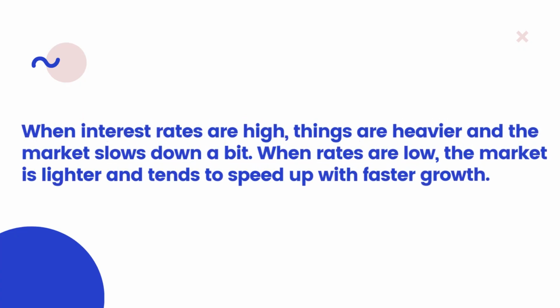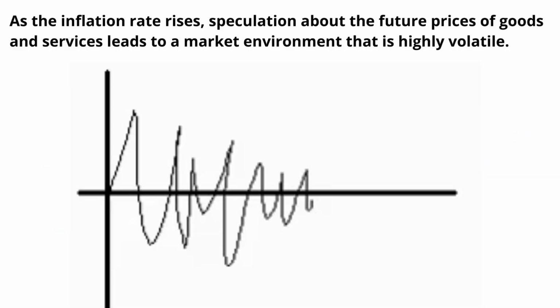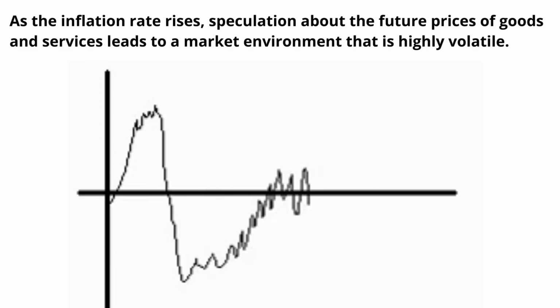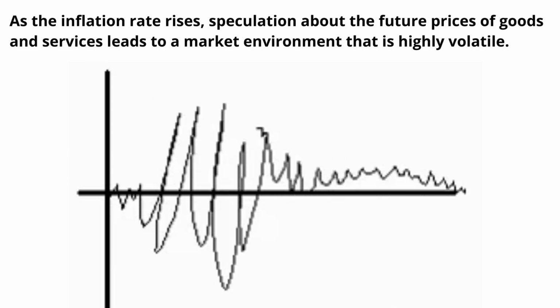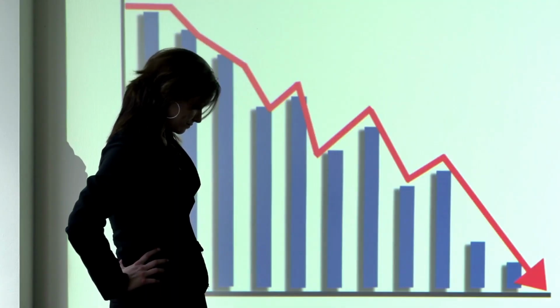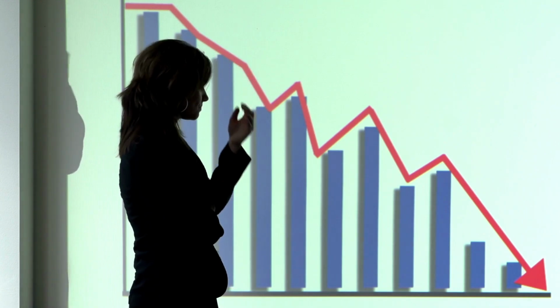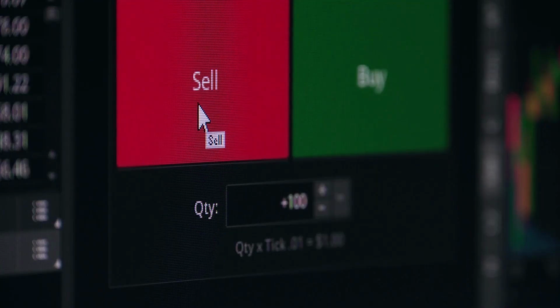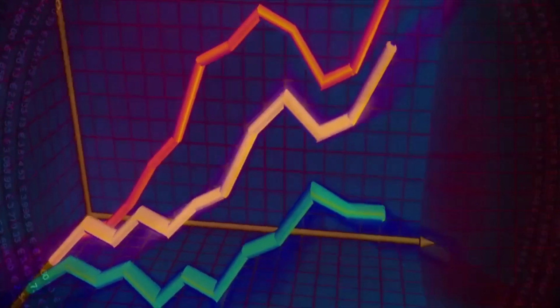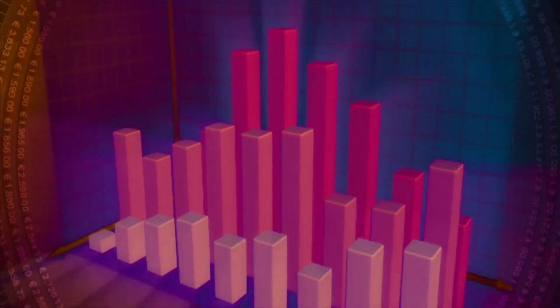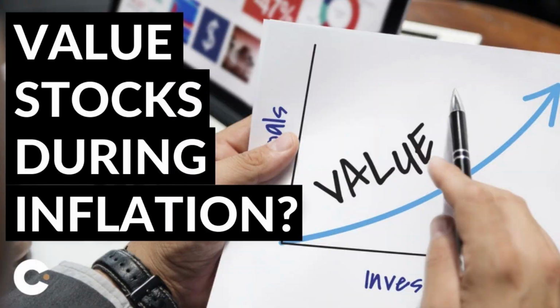When interest rates are high, things are heavier and the market slows down a bit. When interest rates are low, the market is lighter and tends to speed up with faster growth. As the inflation rate rises, speculation about the future prices of goods and services leads to a market environment that is highly volatile. Since prices are rising, many investors will speculate that companies will experience a drop in profitability. Hence, some investors might decide to sell the shares, leading to a drop in the market price. At the same time, investors optimistic about the company making profits in the future might buy these stocks, causing a volatile environment.